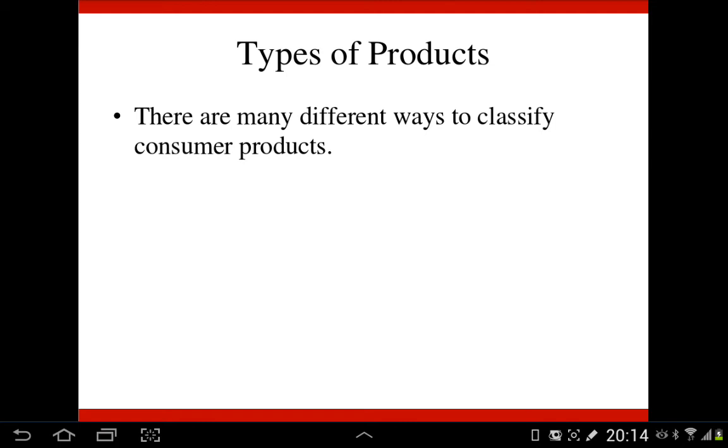And there are many different ways to classify consumer products. Now, you get consumer products and then you get business products. Consumer products are the types of products that are bought by consumers, the average consumer, usually in shops. Business products are products that are bought by businesses.